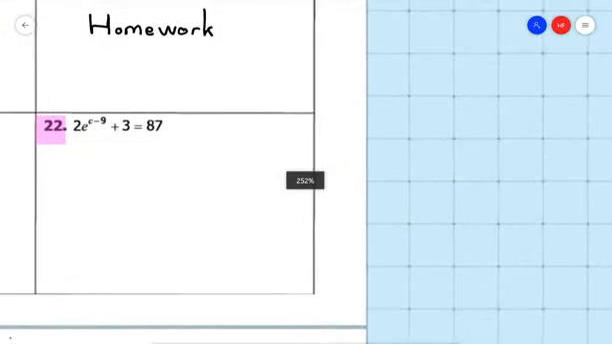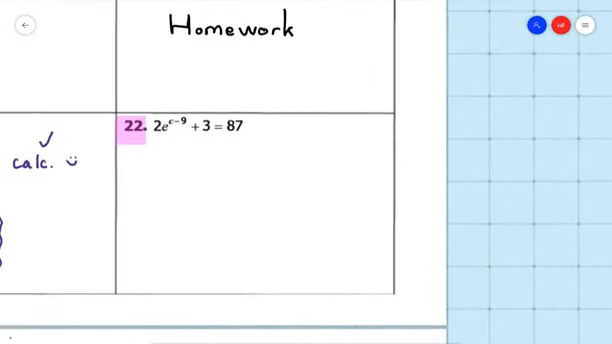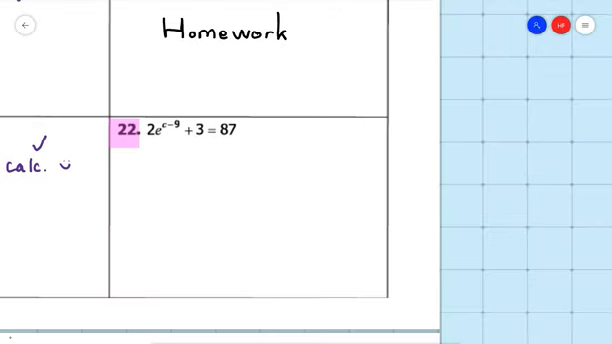Oh, we've got one more. On 22, we've got quite the doozy here. So on 22, the first thing we want, like the last one we just did, is to get e as much alone as we can. So we want to isolate it as much as we can. So I'm going to subtract 3, and I get 2 e to the power of c minus 9 equal to 84. I'm going to divide everything by 2, and I get e to the power of c minus 9 is equal to 84 divided by 2, which is 42.